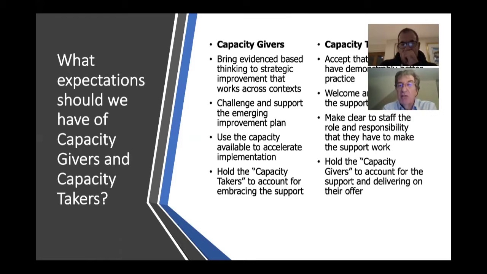It's how you make use of the capacity that you've drawn upon to accelerate implementation improvement. And it's how you also hold the capacity takers to account for embracing support. I've seen so many conversations where a school that's in difficulty has agreed that somebody is going to come in and help them from a teaching school or from another trust or a school improvement partner. But when it actually comes down to it, there's a block and a barrier that goes up.